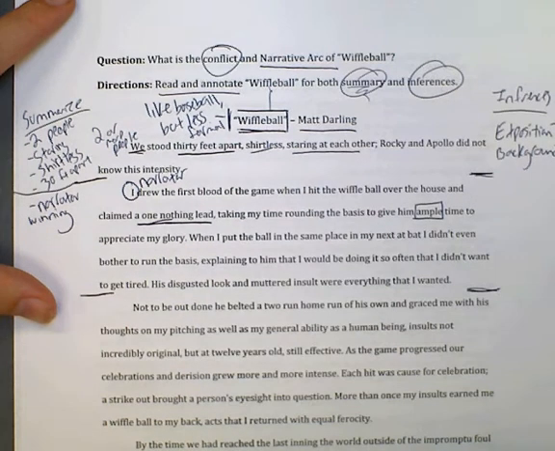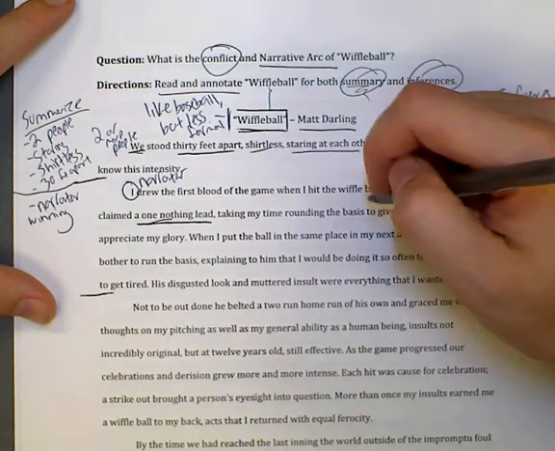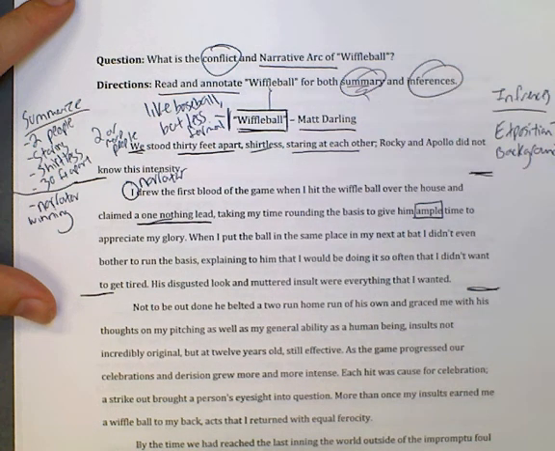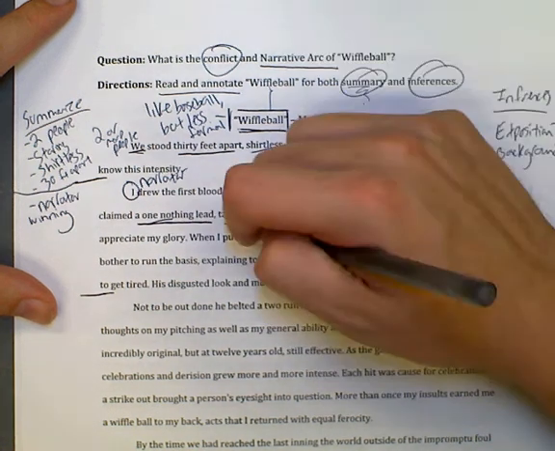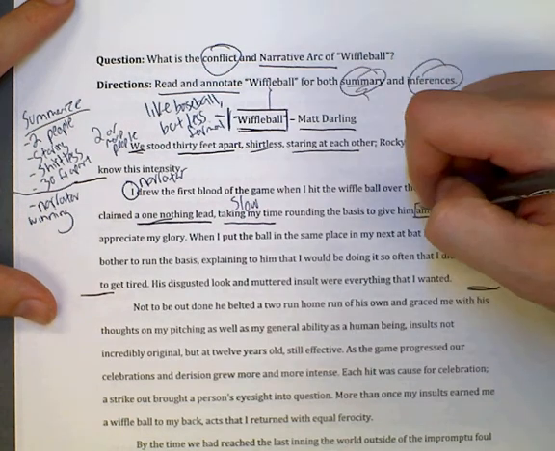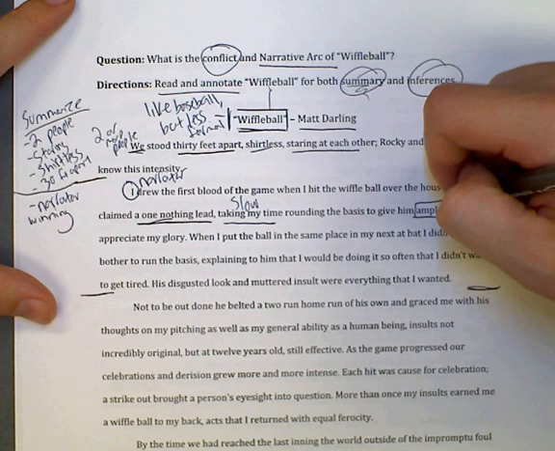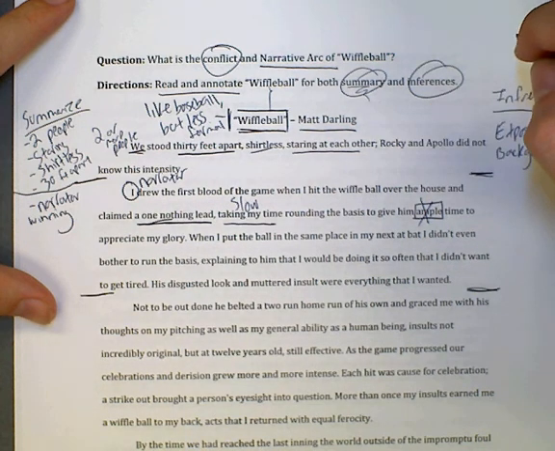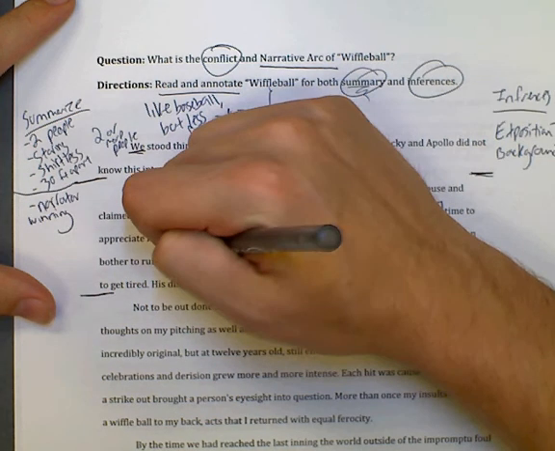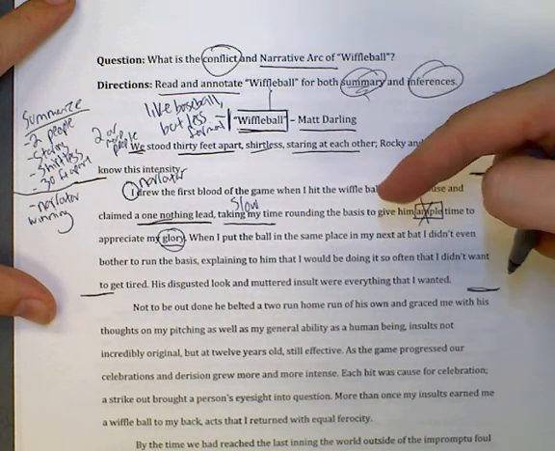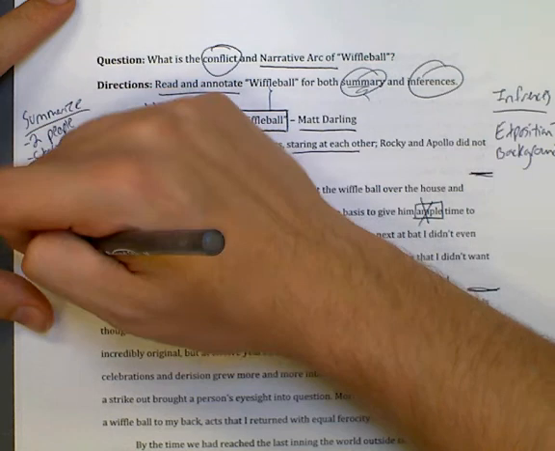But as I keep going, I look, taking my time rounding the bases to give him ample time to appreciate my glory. So I look here, I'm like taking my time, so he's going slow. Rounding the bases to give him ample time to appreciate my glory. Even if I don't know what ample means, I could cross it out and say, taking my time rounding the bases to give him time to appreciate my glory. I know that glory is like a good thing about myself. So I'm saying, he's going slower around the bases so that the other player can appreciate his glory. He's bragging.